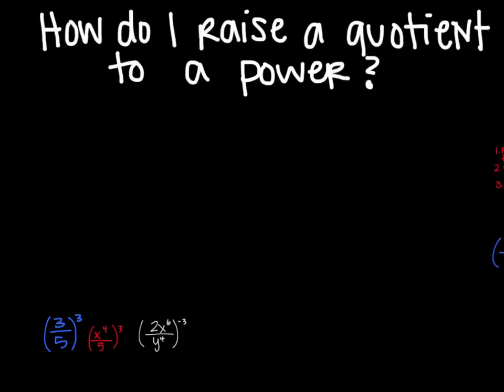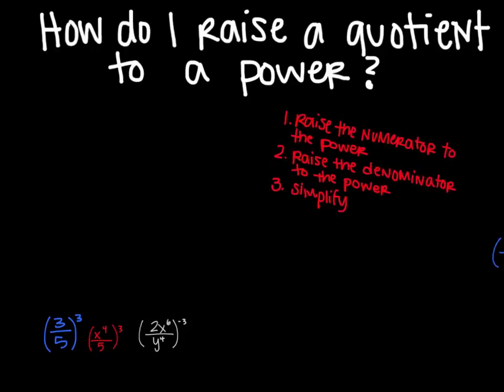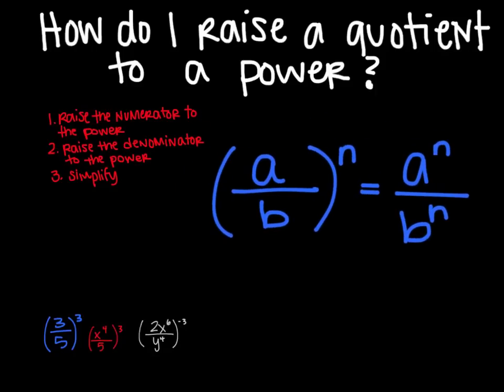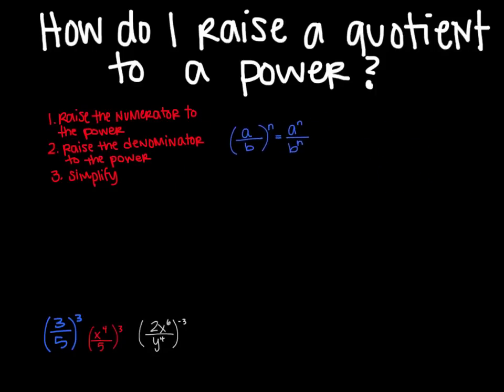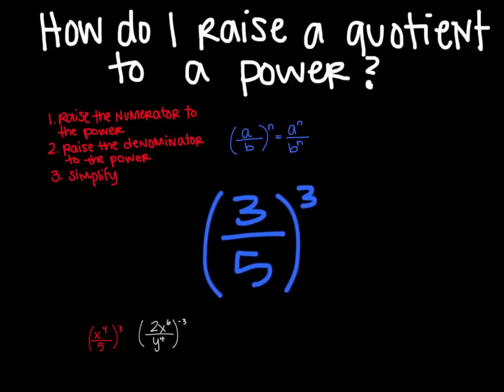Next question is, how do I raise a quotient to a power? I will give you the rules first. There's a couple more steps in this one, but it's not too bad. First, you're going to raise the numerator to the power, whatever it is. Then you'll raise the denominator to that same power, and then you'll simplify from there. The algebraic form of that is (a over b) to the n equals a to the n over b to the n.